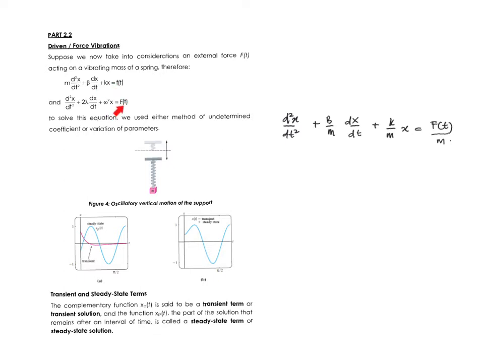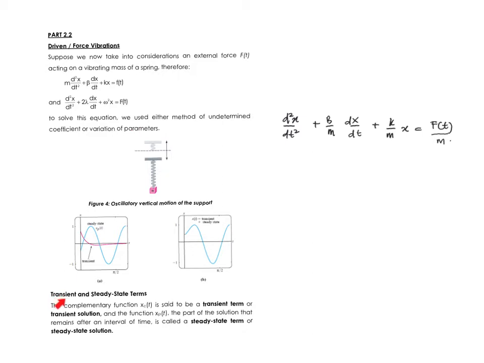So F(t) equals f(t) over m. This one should be a small letter f. To solve this equation, we use either the method of undetermined coefficients or variation of parameters.